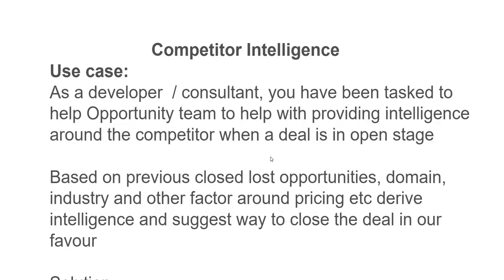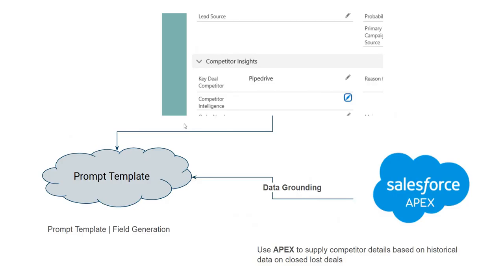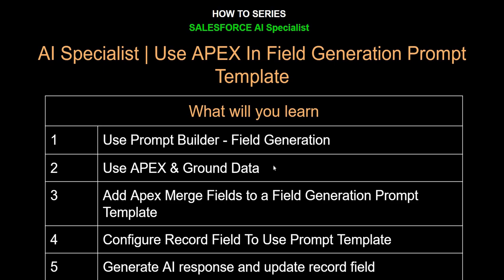This is the use case that we resolved in the previous video, correct? Basically, we wanted to find the competitor intelligence based on the closed lost deals against the same competitor in the previous opportunities, correct? And we're going to follow the same approach. In this case, we're going to use Apex, and that will help us supply the competitor details from the historical data, and that data is going to get grounded and used in the field generation prompt template, which in turn will generate the content for this particular field, the competitor intelligence field on the opportunity object, right? So this is what we're going to learn now.